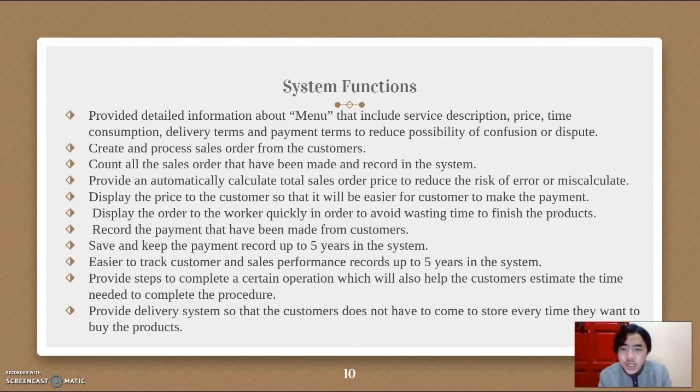It also displays the price to the customer so that it will be easier for the customer to make the payment. Other than that, it also displays the order to the worker quickly in order to avoid wasting time to finish the products. It also records the payment that has been made by the customer. The function is also safe and keeps the payment record for up to 5 years in the system. It also provides 6 steps to complete a certain operation, which will also help the customer estimate the time needed to complete the procedure. And lastly, it also provides a delivery system so that the customer does not have to come to the store every time they want to buy the product.